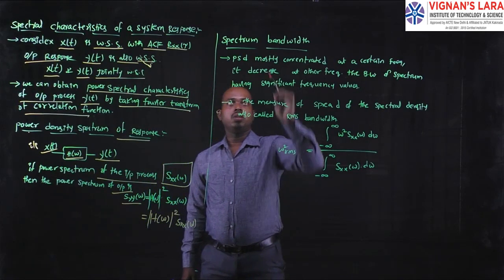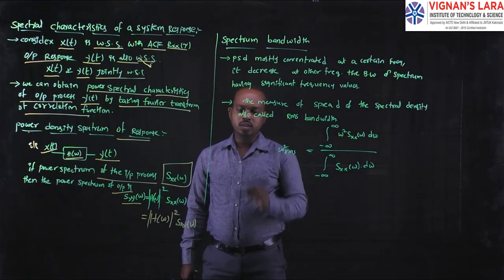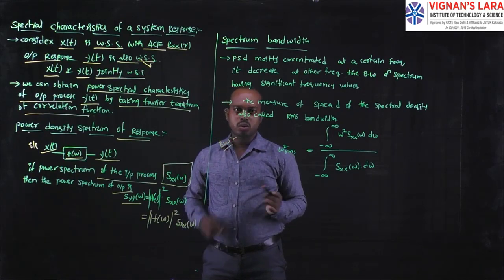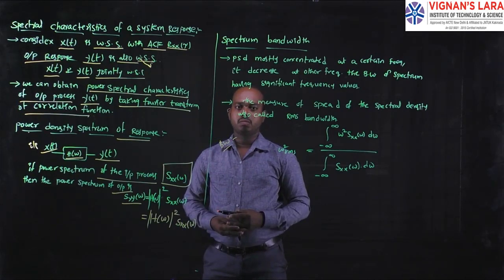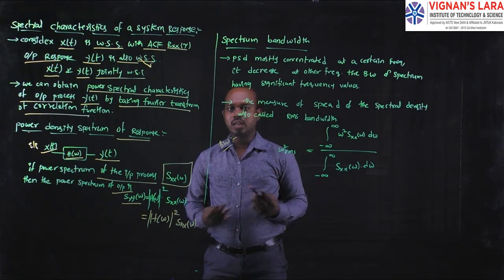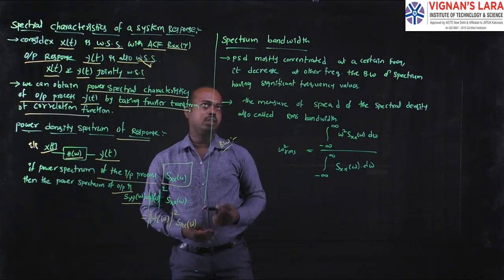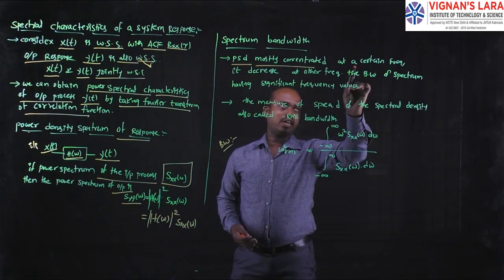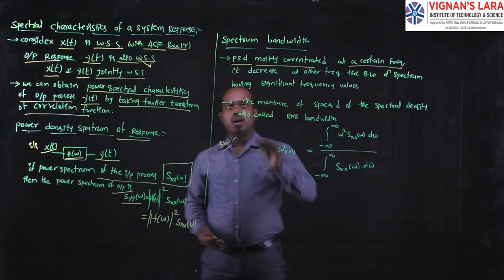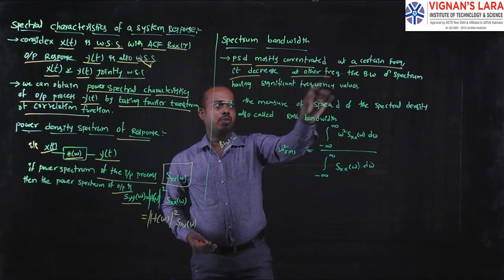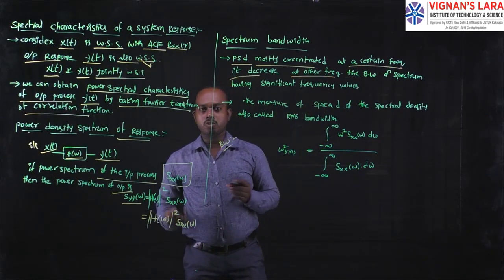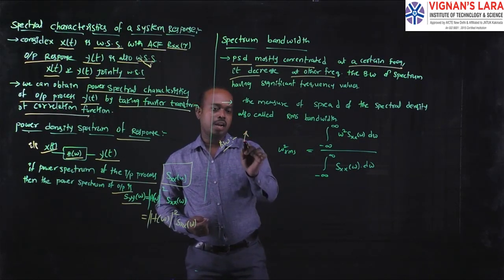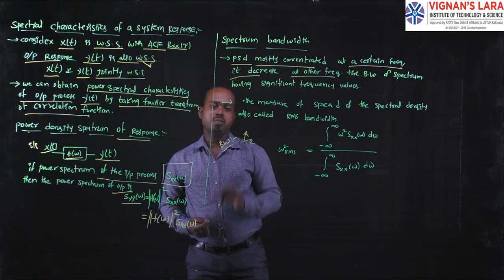Coming to the next one, the spectrum bandwidth. You already know that bandwidth is a collection of bands of frequencies. Band is a collection; the collection of frequencies you can call bandwidth. Here, the power spectral density is mostly concentrated at a certain frequency and decreases at other frequencies. The power spectrum concentrates only at one particular frequency, and except for that frequency, the value decreases.